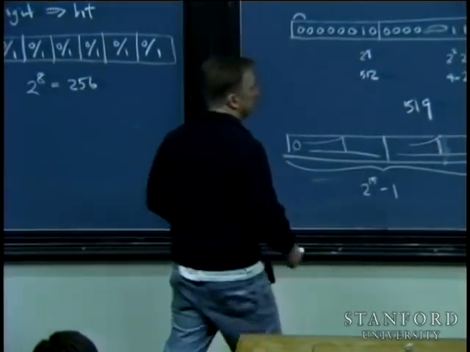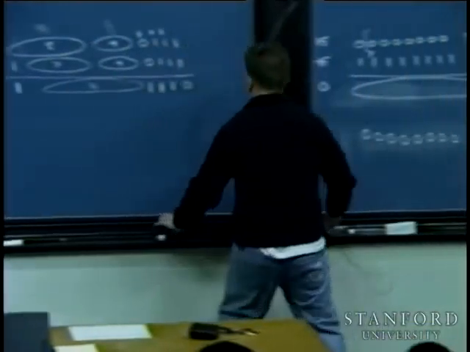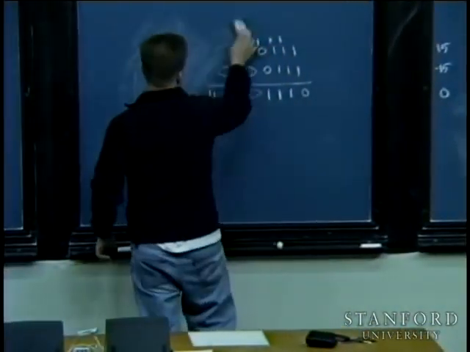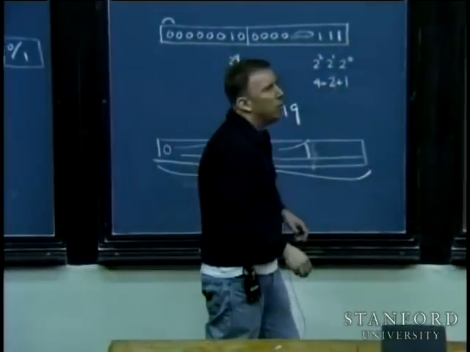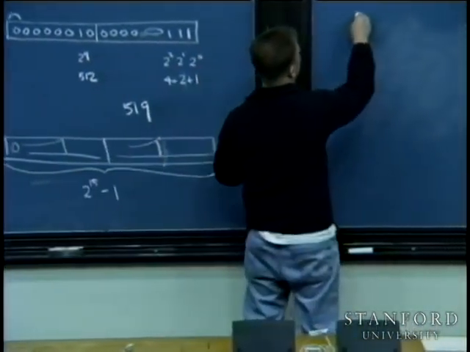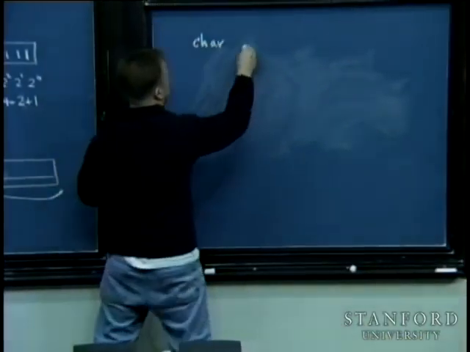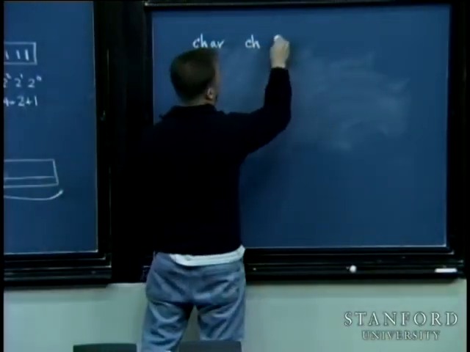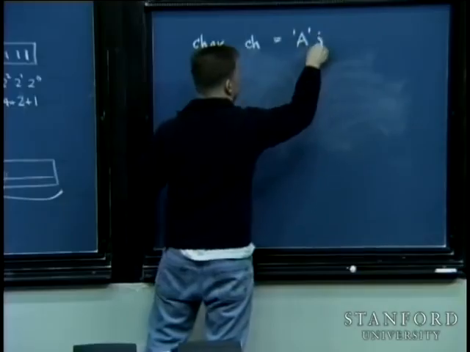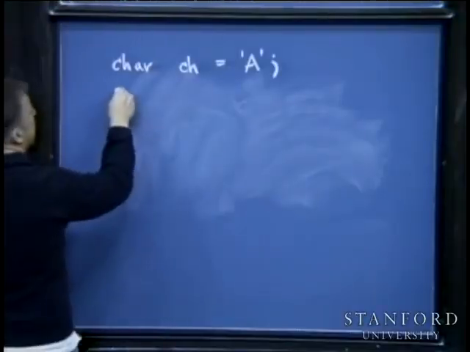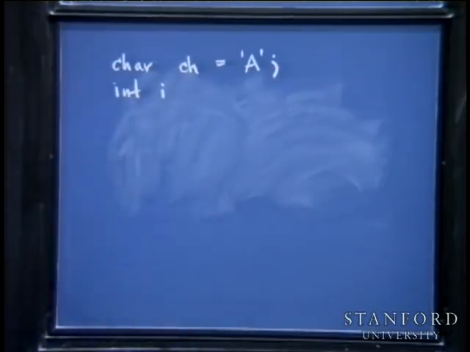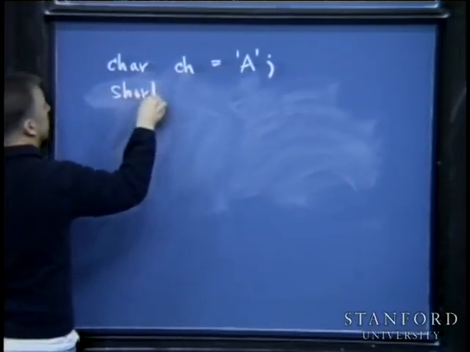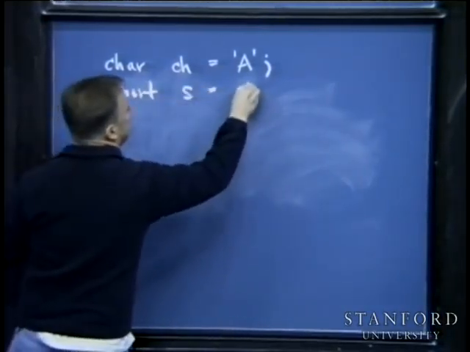So let's start doing some really simple code. Not because it's code you'd normally write. Sometimes you do, not very often. But just to understand what happens when you do something like this. I have a char variable, ch, and I set it equal to capital A. And then I have an int variable called i. Actually, let me make it a short, s, and I set it equal to ch.